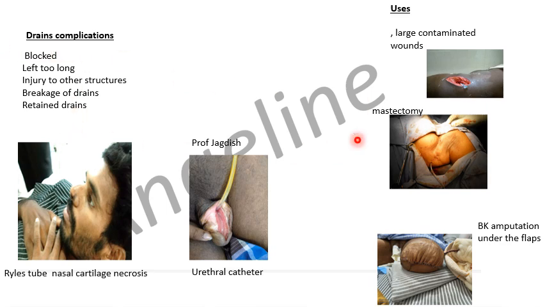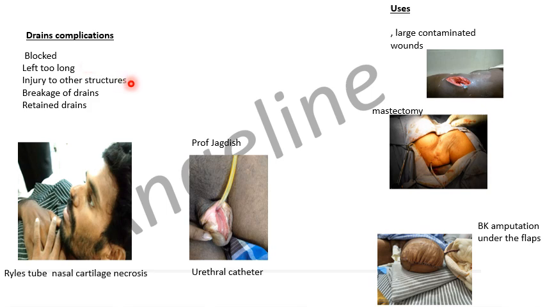Now, don't rush into the images. I will take you there. What are the complications of drain? They can get blocked. These drains, especially the closed ones, can get blocked. Have a look. They can get blocked. They can be left for too long, either because the patient didn't come for follow-up or for some other reason.